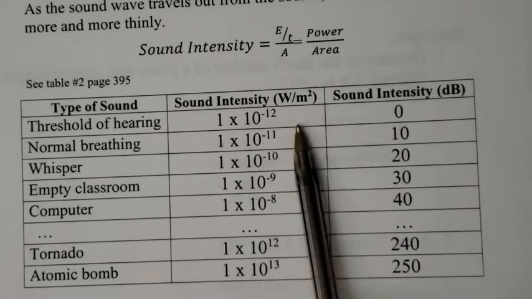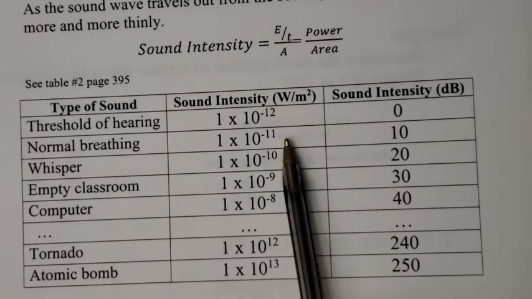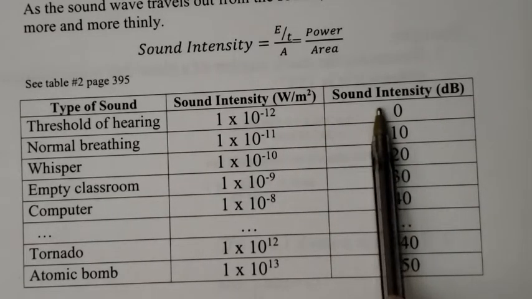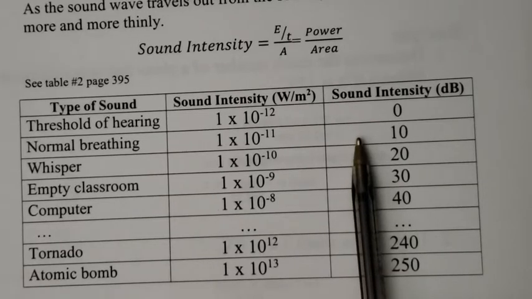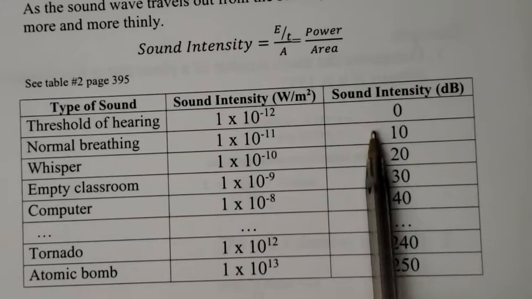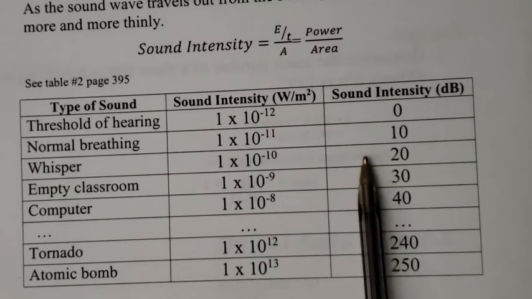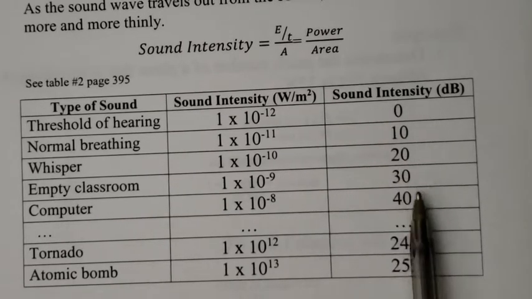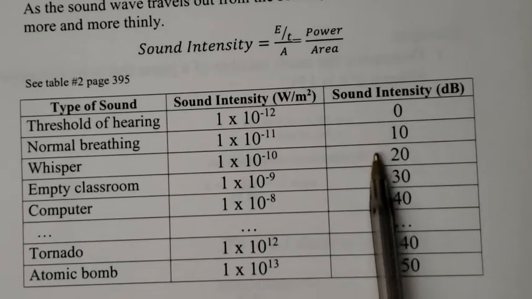Now, every step on this scale is a step of 10. So when I go from 0 to 10, that's 10 times louder. When I go from 0 to 20, I've moved 1 step, 2 steps. That's 100 times louder. If I go to 30, that's 1, 2, 3, so 1,000 times louder. This is what we call a log scale.